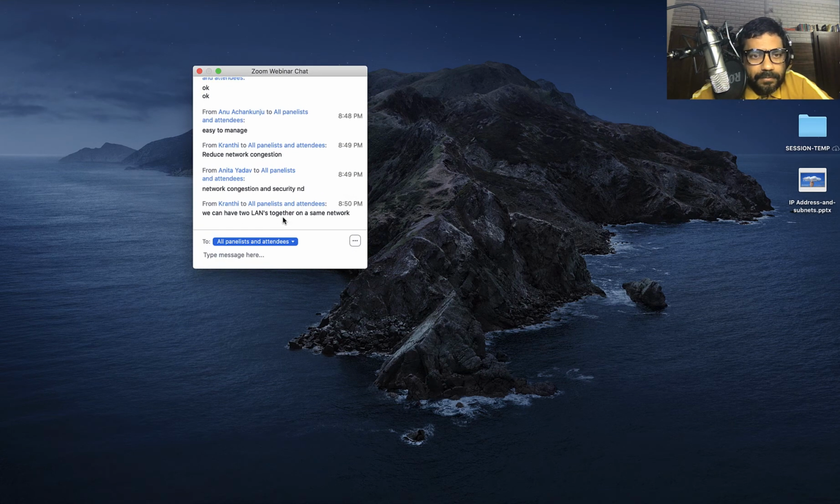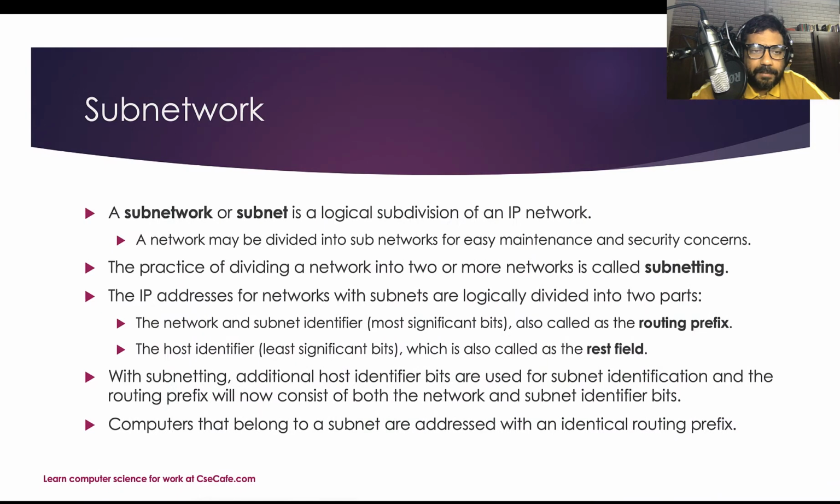We can combine two LANs together on the same network, all those things are there, but from a security and architecture perspective of a big application or a microservices based application architecture, this is a very common use case. Some will be in a public subnet and some will be in a private subnet.